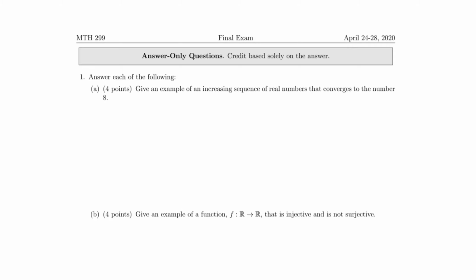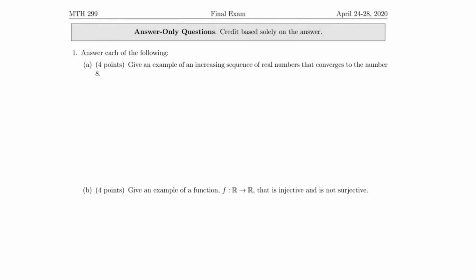Okay, so let's get through it. Answer each of the following. Give an example of an increasing sequence of real numbers that converges to the number 8. Okay, so remember sequence, maybe we have a_n equals n plus 8. So that would be increasing, for example, but that's not going to converge to 8. So let's see.